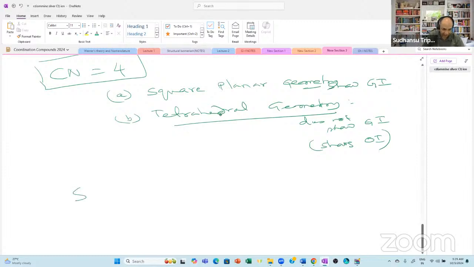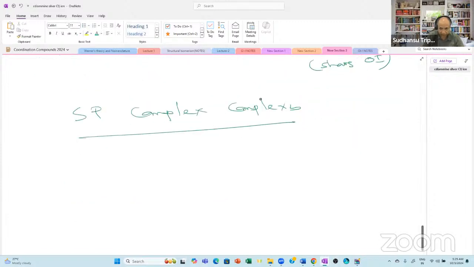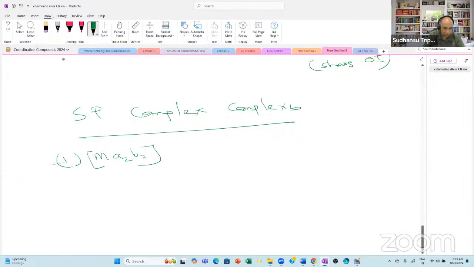So now make a heading SP complexes. Under coordination number 4, we shall write SP complexes. Then we will be doing number 1, M A2 B2 type. Oh, before that, let me tell you a very important thing.